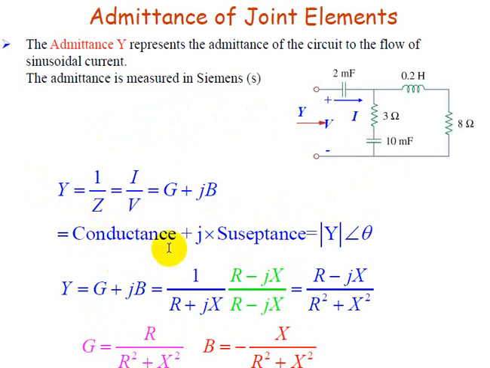This is how we can determine the conductance and susceptance of any AC network. Conductance is how much real current is flowing through this network, and susceptance is how much of the imaginary portion of the current is flowing through the network. Okay, so this is the detail about the admittance.